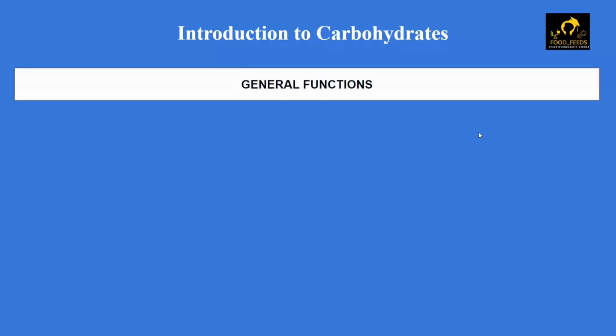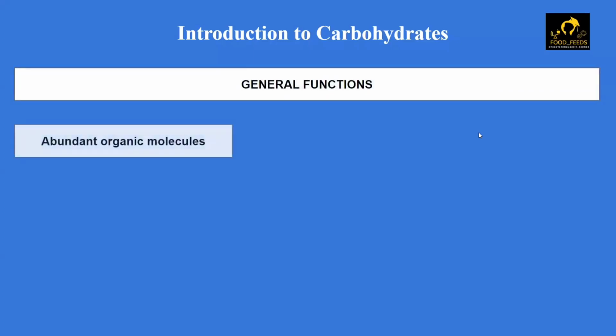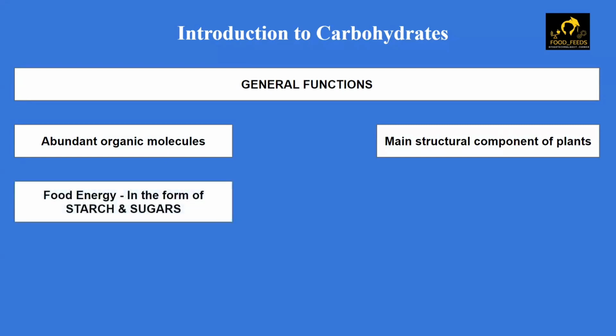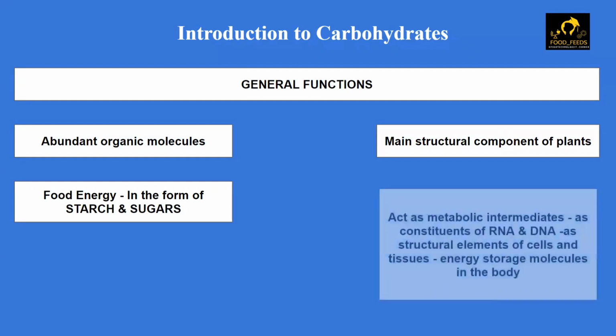So first, let's see what the general functions of carbohydrates are. All of you know that it is the abundant organic molecule present on the earth, and it also forms a main structural component of plants. They provide food energy in the form of starch and sugars. In fact, carbohydrates are one of the major sources of energy provided for humans through diet. And the major thing is that it acts as a metabolic intermediate, and it is a constituent of RNA and DNA. It's also a structural element of cells and tissues. And it acts as an energy storage in humans.